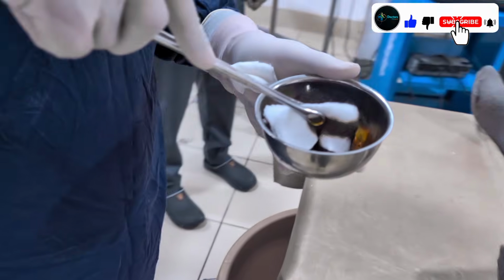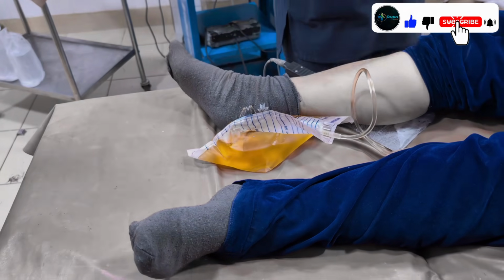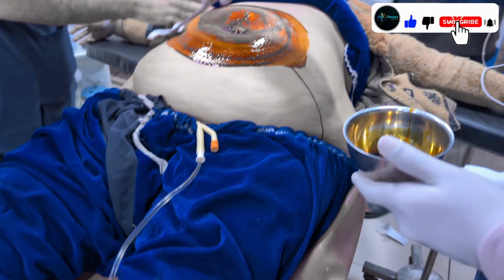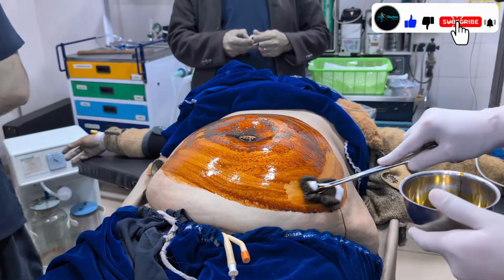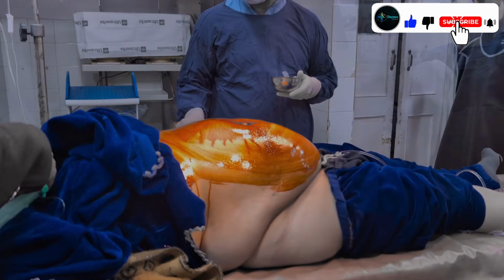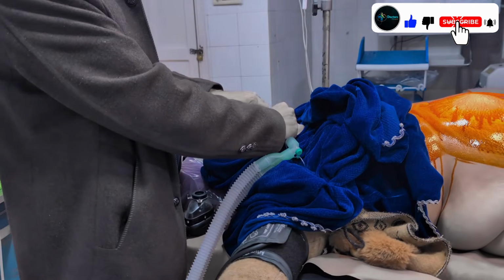This is the surgical trolley. As you can see, this is povidone iodine. Now the surgical staff and doctor assistant will scrub the patient. This is a laparotomy procedure. A patient came to us with abdominal pain and the abdomen is very distended. As you can see, the abdomen is swollen and looks inflamed.